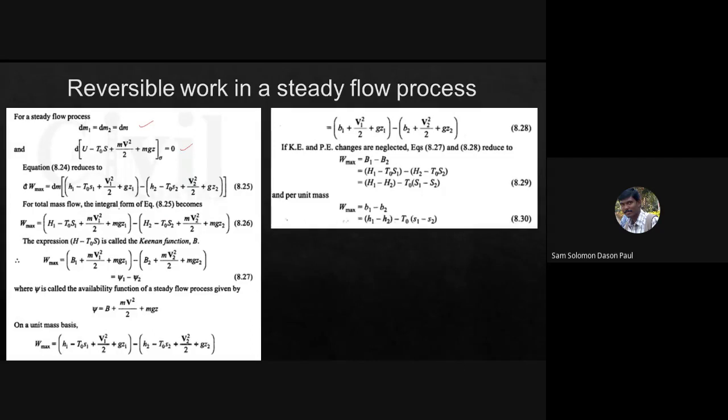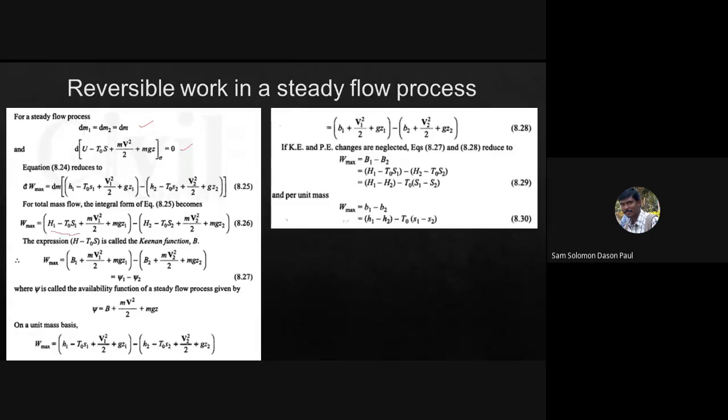So the total mass flow, the integral form, becomes, if you integrate on both sides, dw max becomes w max, and dm is absorbed in, so it is multiplied inside. Small h becomes capital H, small s becomes capital S. So mv1 squared by 2 means kinetic energy, and mg z is the potential energy. So that equation gets transformed into this.